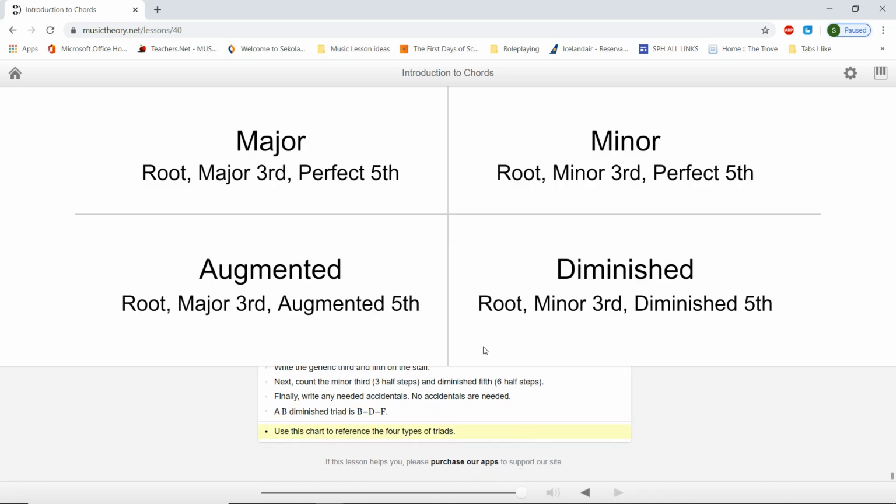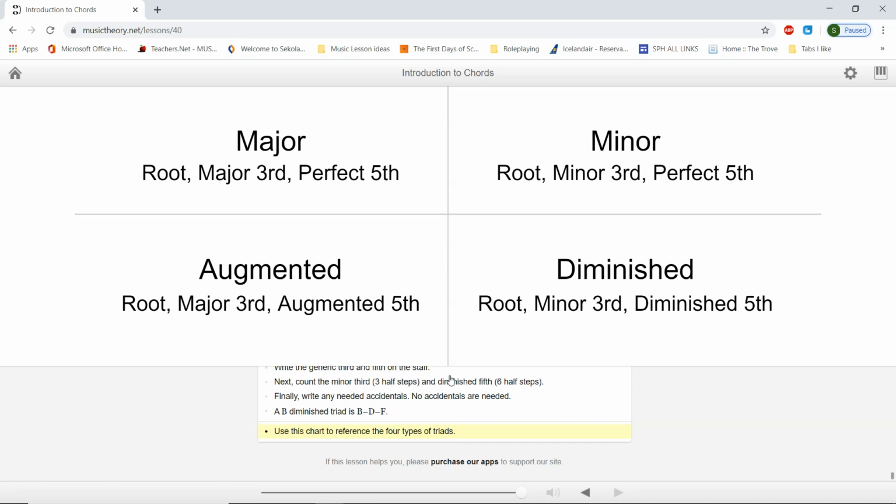So as a reference for you, this chart kind of explains these triads. We have major, augmented, minor, and diminished, and it shows the position or the interval you need from the root to each of these notes. So for major, it's root, major third for the second note, perfect fifth for the fifth. Minor is root, then a minor third, then a perfect fifth. Augmented is root, major third, augmented fifth. Diminished is root, minor third, diminished fifth.